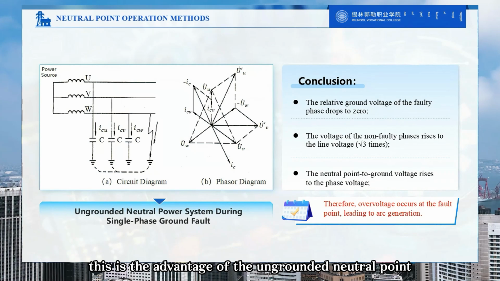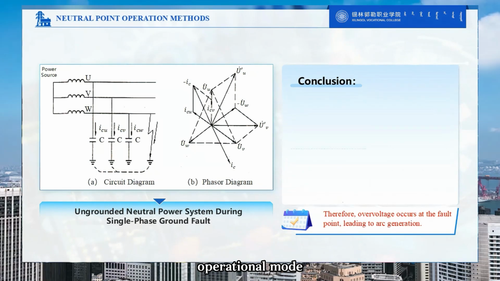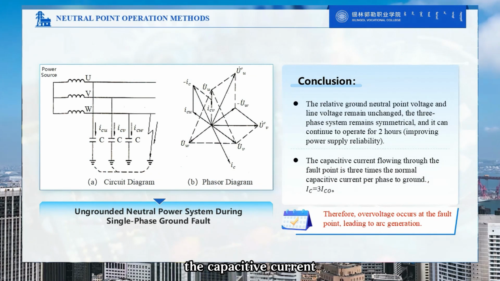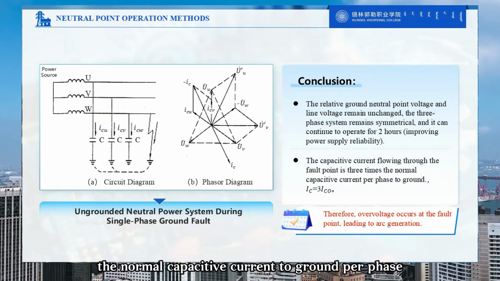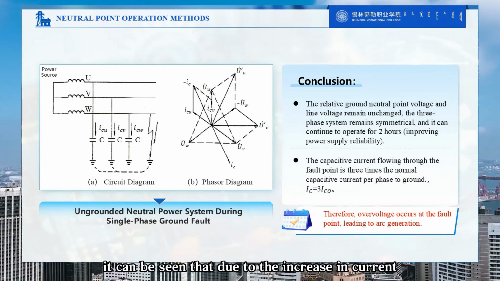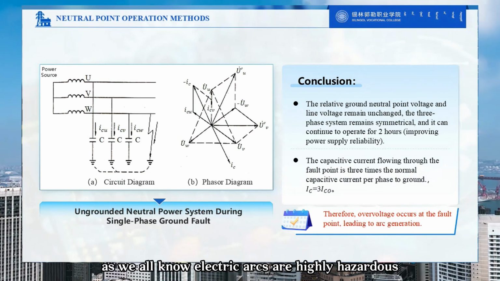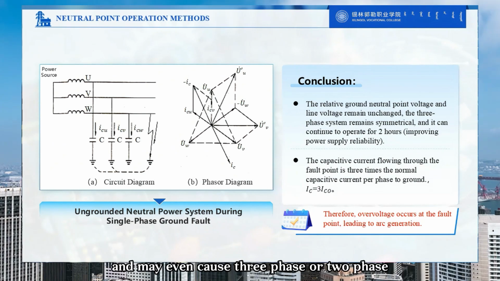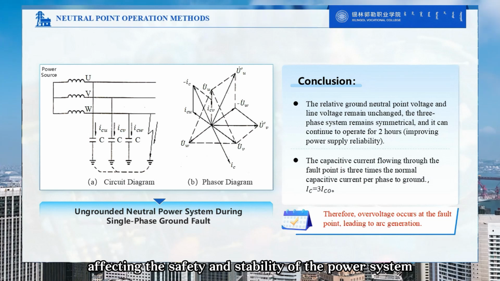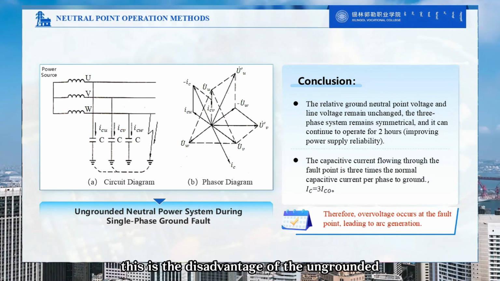This is the advantage of the ungrounded neutral point operational mode. The capacitive current flowing through the grounding point is 3 times the normal capacitive current to ground per phase. It can be seen that due to the increase in current, overvoltage occurs at the grounding point, producing an electric arc. As we all know, electric arcs are highly hazardous. They threaten equipment and may even cause 3-phase or 2-phase short circuits, affecting the safety and stability of the power system. This is the disadvantage of the ungrounded neutral point operational mode.